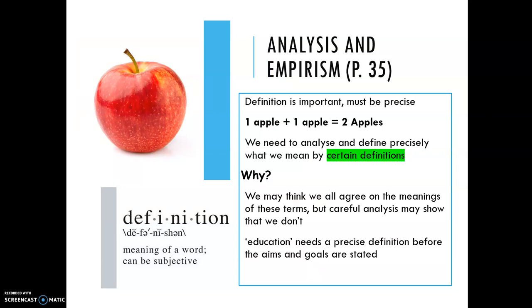How does analysis work with empiricism? Definitions are important and they need to be precise. 1 apple plus 1 apple will be equal to 2 apples. We need to analyze and define precisely what it is by certain definitions. Why do we need this? We may think we all agree on the meanings of terms, but careful analysis may show that we don't. Education as a word needs a precise definition before the aims and goals are stated.